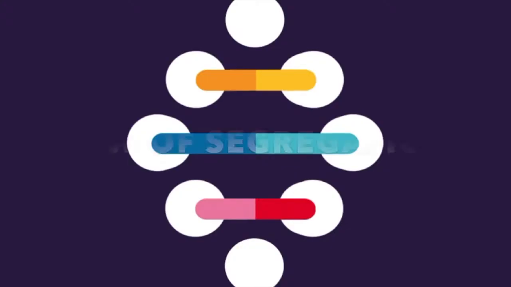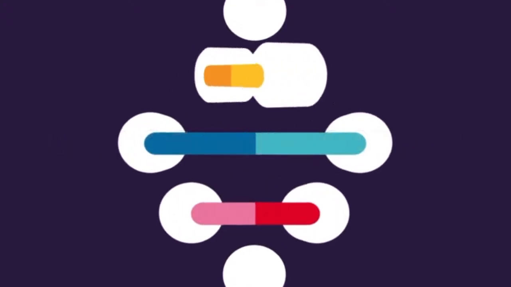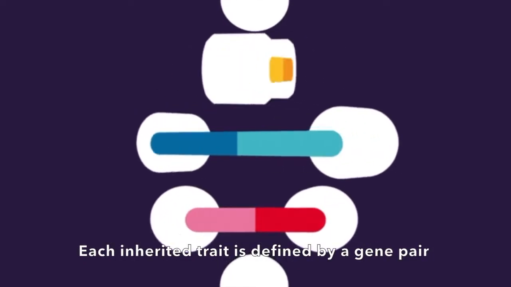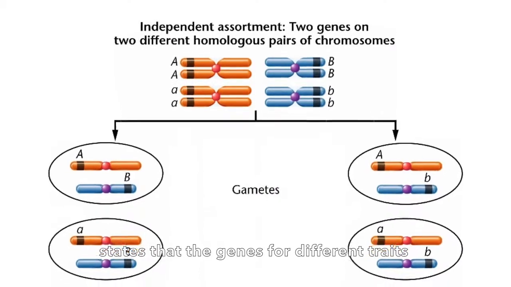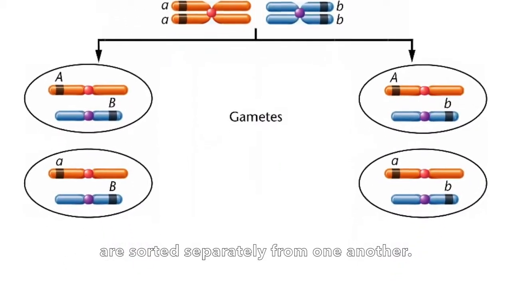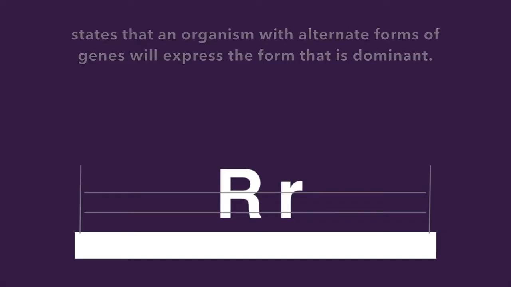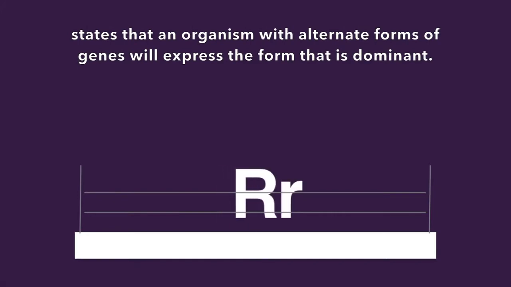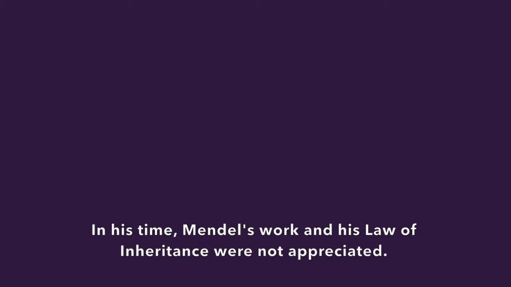First law, the law of segregation, states that each inherited trait is defined by a gene pair. Second law, the law of independent assortment, states that the genes for different traits are sorted separately from one another. Lastly, the law of dominance states that an organism with alternate forms of a gene will express the form that is dominant. In his time, Mendel's work and his laws of inheritance were not appreciated.